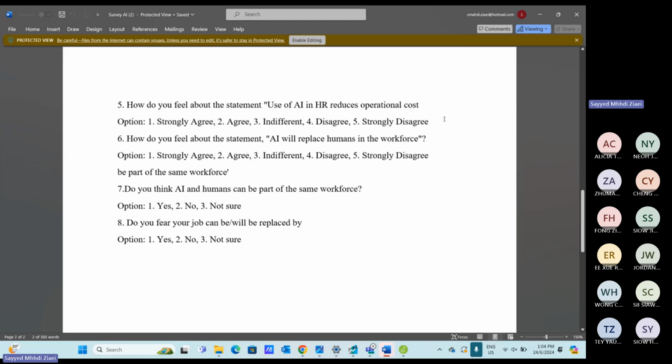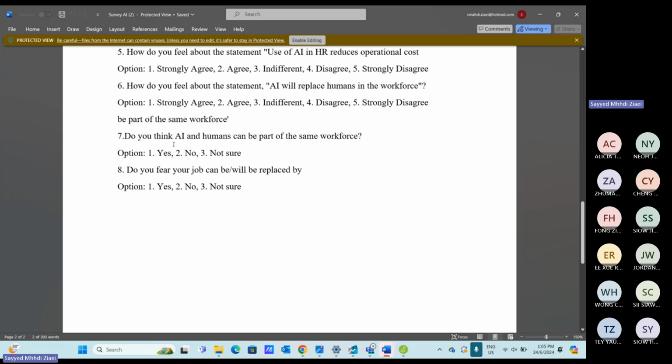Question number 5, how do you feel about the statement, use of AI in HR reduces operational cost? Again, option 1, strongly agree, to option 5, strongly disagree. Question number 6, how do you feel about the statement, AI will replace humans in the workplace? It's a serious question, huh? Option 1, strongly agree, to option 5, strongly disagree.